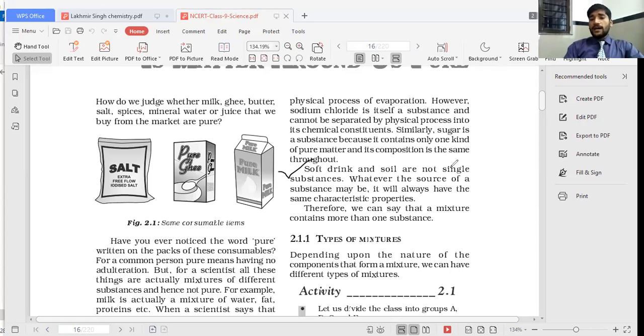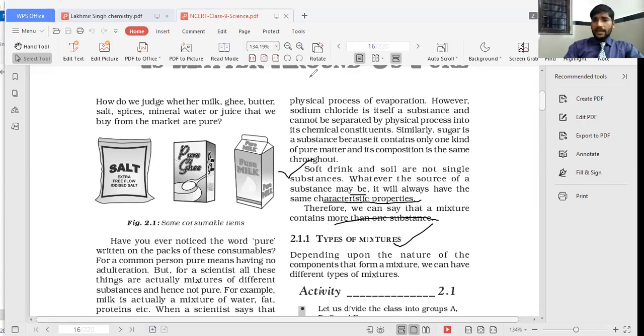Soft drink and soil are not single substances. Whatever the source of a substance may be, it will always have the same characteristic properties. Therefore, we can say that a mixture contains more than one substance. All right, let's see the types of mixtures.